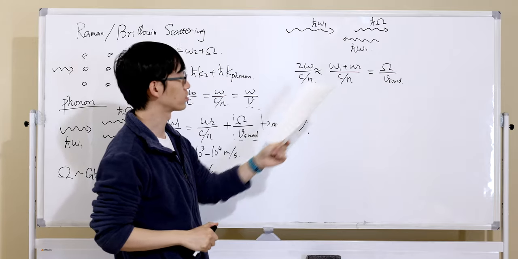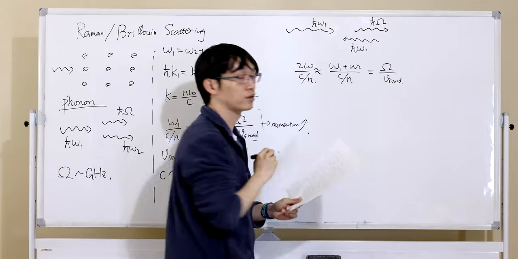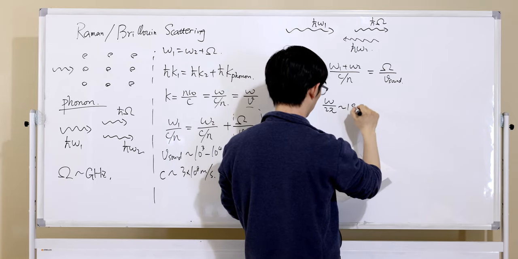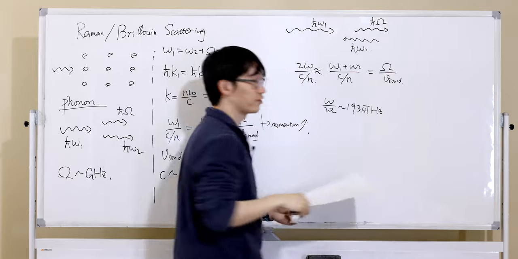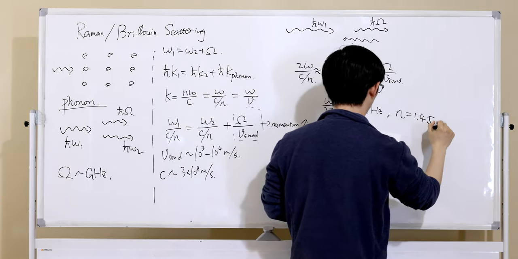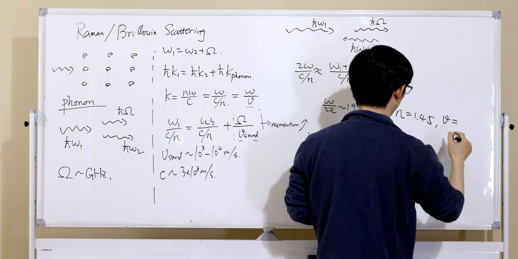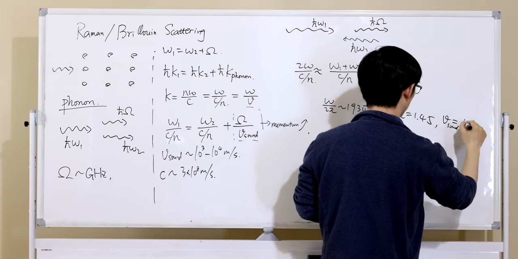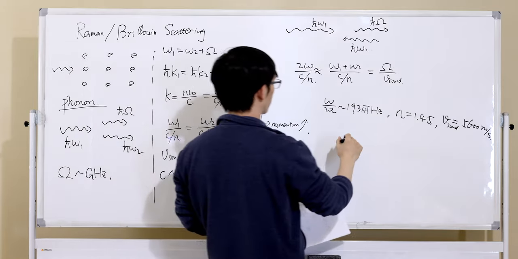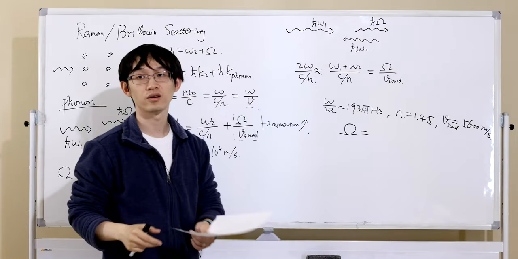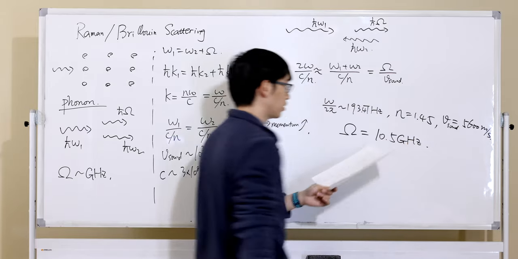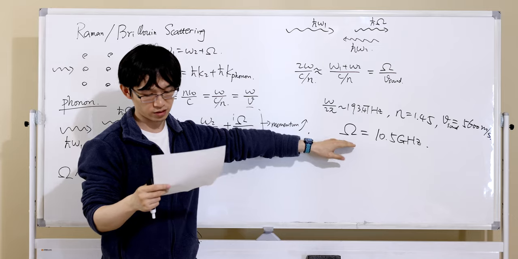we can plug in one material and see what this equation will give us. So for optical fiber, the medium that we probably care most about, omega divided by 2 pi is roughly 193 terahertz at 1550 nanometers, which is the center wavelength people use for telecommunication. And then the refraction index is 1.45, and the velocity of sound in fiber is around 5,000 meters per second. If you plug all these numbers in, you will be able to solve the Brillouin frequency, the phonon frequency, which is roughly 10.5 gigahertz. And if you look at the table for Brillouin scattering, this is exactly the frequency you would see.